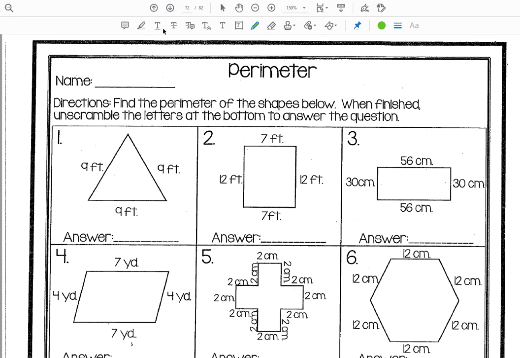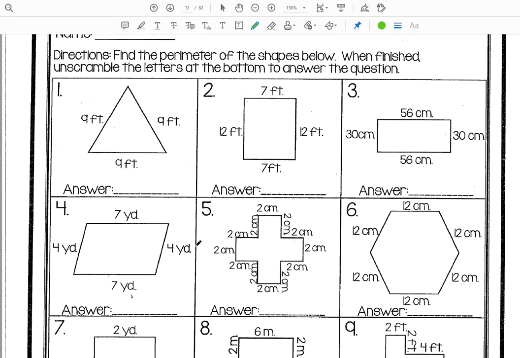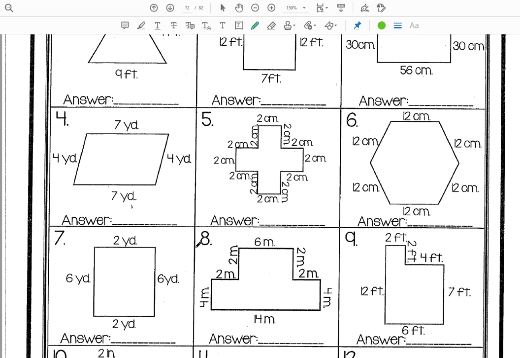Okay, so this one is starting to look at some irregular shapes here. So we have a cross. It's still adding up the outside, so you have to add all these numbers together. So 14 plus 4 plus 2 plus 2 plus 6 plus 2 plus 2 plus 4.